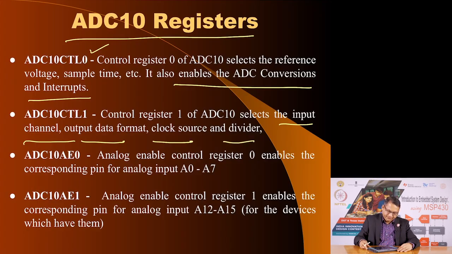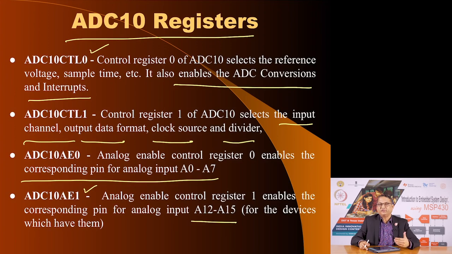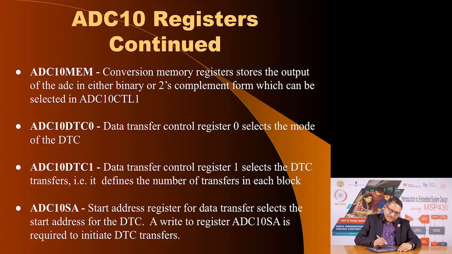You have another control register, control register 1, which selects the input channel, the format of the output data, the clock source and the divider. Then you have the ADC10 analog enable control register 0, which is used to select analog inputs A0 to A7, and control register 1, which allows you to select inputs A12 to A15, and this is only available for devices which have those additional pins. Then you have the ADC10MEM register, which allows you to store the result in binary or 2's complement format as selected in the control register.